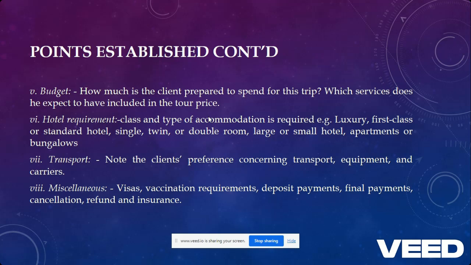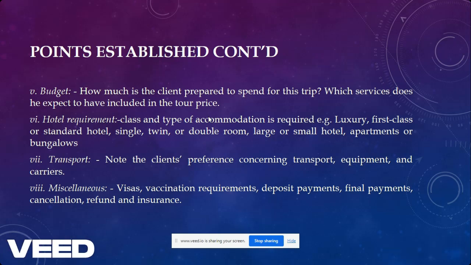The other point is budget, how much the client is able to pay or to spend. We call it the disposable income, how much they're having in the pocket to be able to spend on a trip, and then the services that they expect to receive as they travel with us or as they travel on a tour. So it also focuses on the services they expect to have, and it should be part of the price they are paying. So depending on the type of client you're dealing with, you are looking at if they are rich or the middle class or the poor. Depends on the type of the traveler. So we have to look at the budget, how much they are willing to spend.